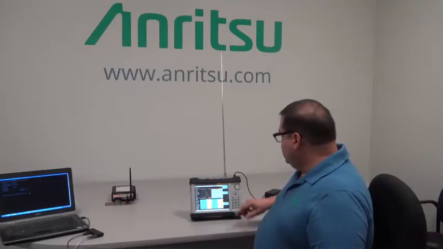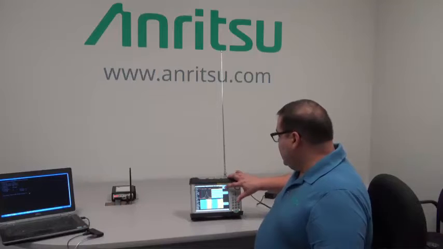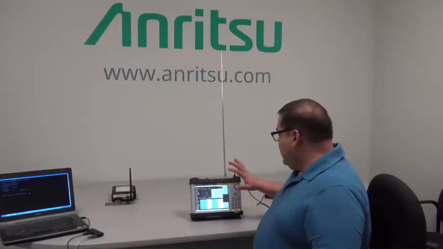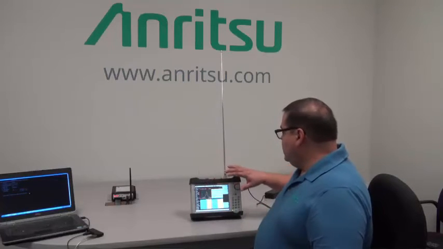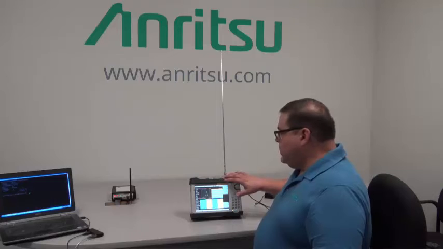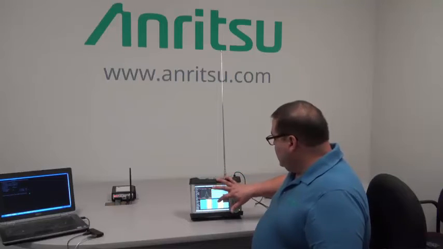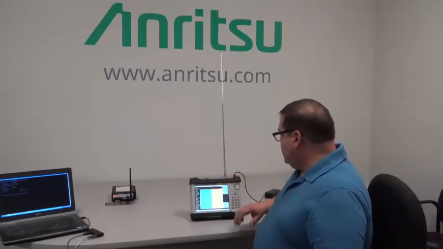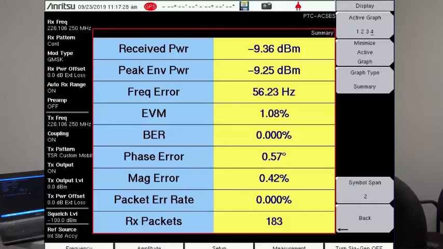Then we get into our measurement screen. You hit the PTC ACSES Analyzer, and again, you have all of this information that's available to you. We already showed you the spectrum analyzer. The other key ones that you want to look at are things like the summary table, where you have your RF measurements first, the receive power of the signal you're looking at, the peak envelope power, and the frequency error.